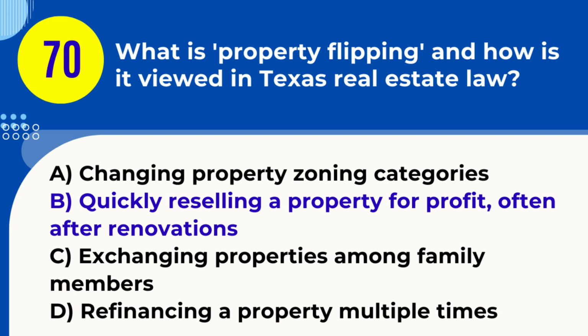Answer. B. Quickly reselling a property for profit, often after renovations. Explanation. Property flipping in Texas involves purchasing a property, often at a low price, making improvements or renovations, and then quickly reselling it for a profit. While legal, it must be done ethically and transparently to avoid fraud or deceptive practices.